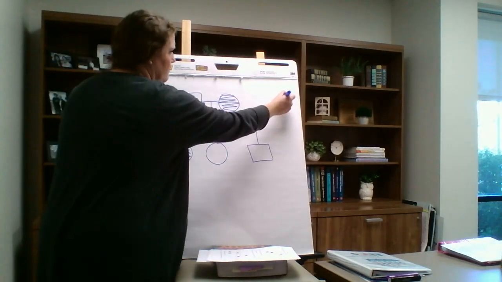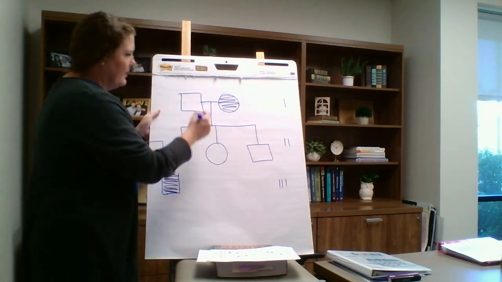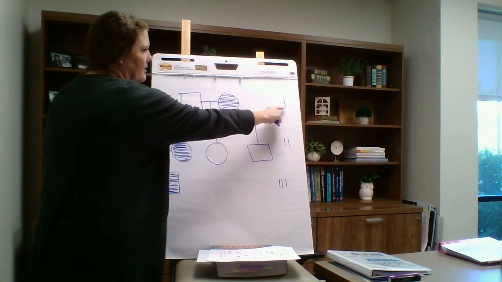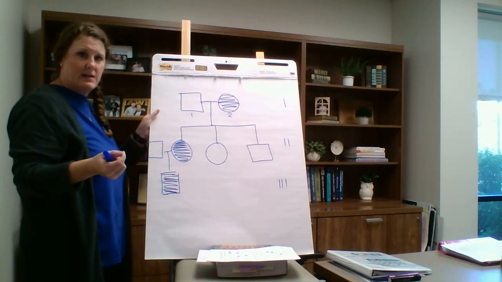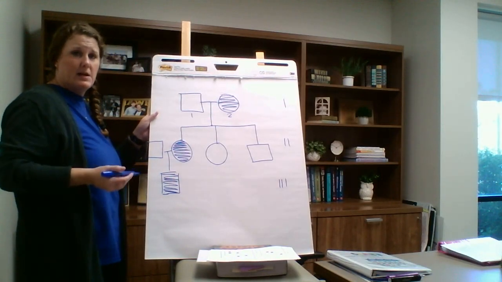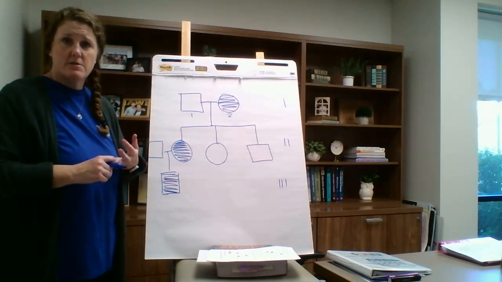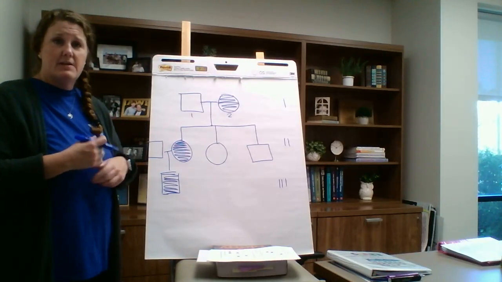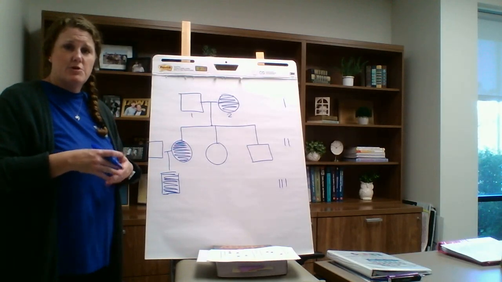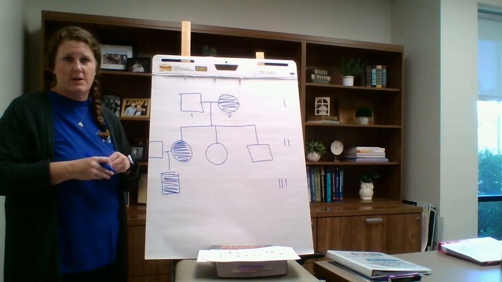So this is generation 1, this is generation 2, and this is generation 3. And notice they're numbered. So this is like individual 1, 1, 1, 2. Okay, so that's how you identify the people in a pedigree. Remember that circles are females and squares are males. If they're filled in, they have whatever the trait is. If they're not filled in, they do not have the trait. Sometimes you will see half filled in, and that means they're a carrier. But we only see carriers if the trait is recessive.